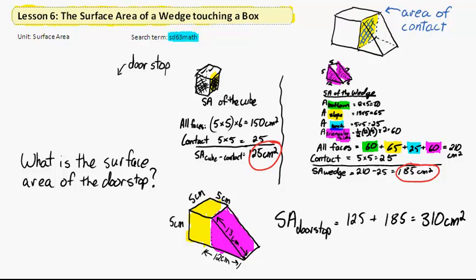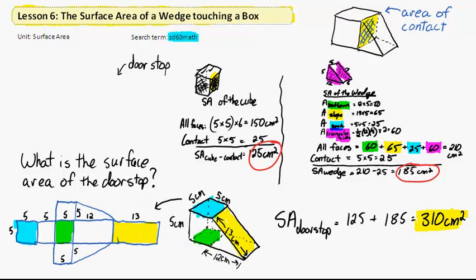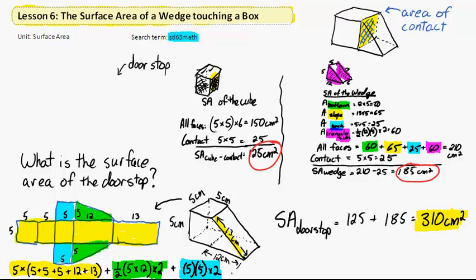Now there are other ways to do this. For example, we could simply have made a net. If that's what you would like to have done, no problem. Here's one way to have drawn the net, and here's how you might have added them all up. And of course, it does equal the same value, 310 centimeters squared.